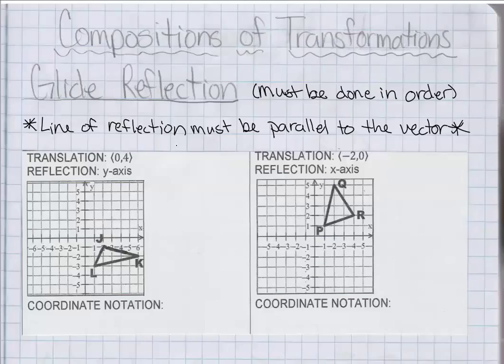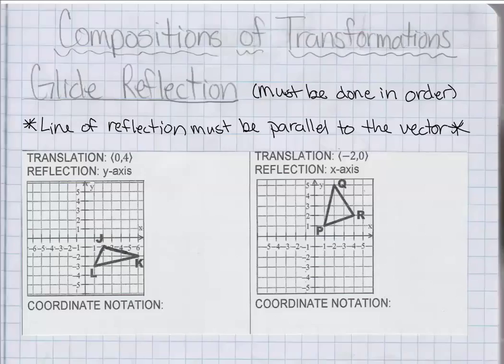In your book, it'll tell you whether it's a glide reflection or not, but I believe one of your homework questions asks you to write about it. So I just wanted to make sure that y'all understood that if it is a right-left translation, it's got to be x-axis. If it's an up-down translation, it's got to be y-axis.